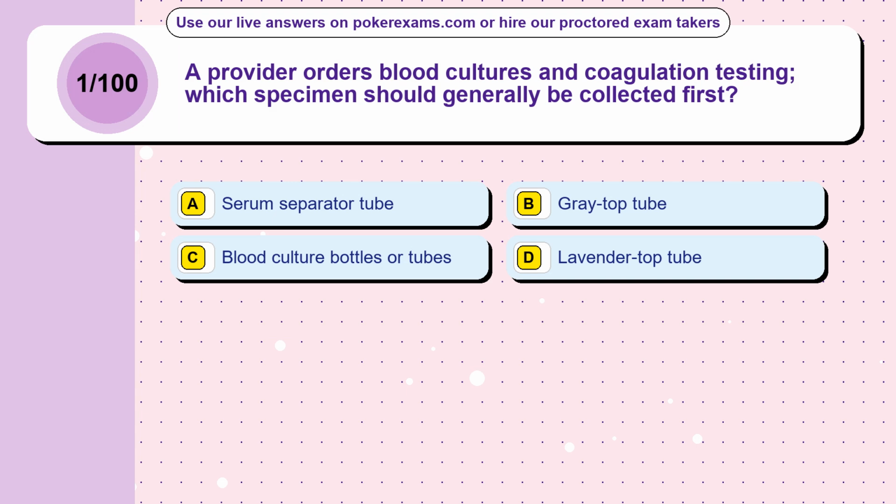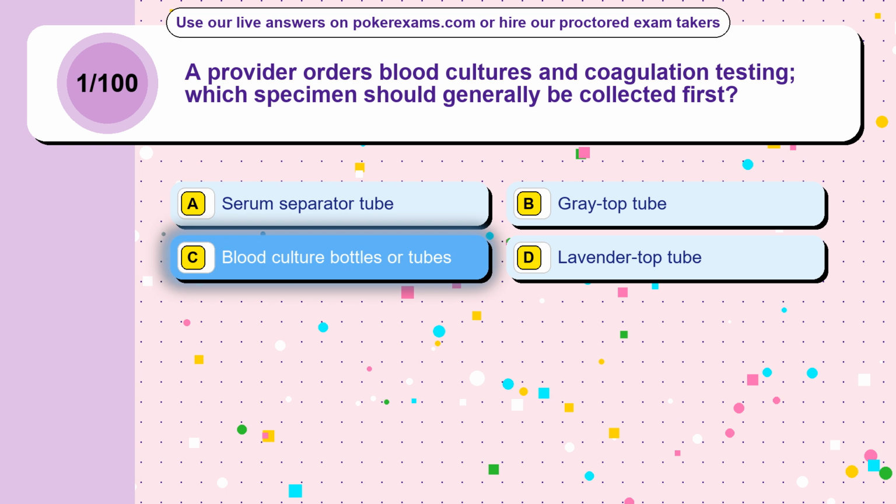Question 1. A provider orders blood cultures and coagulation testing. Which specimen should generally be collected first? Option A, serum separator tube. Option B, gray top tube. Option C, blood culture bottles or tubes. Option D, lavender top tube.